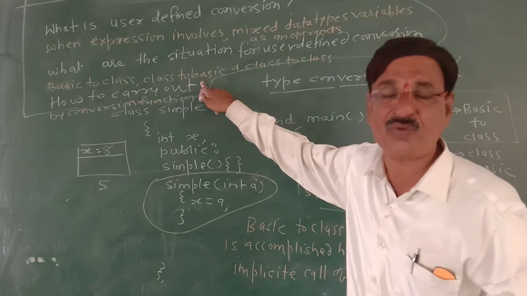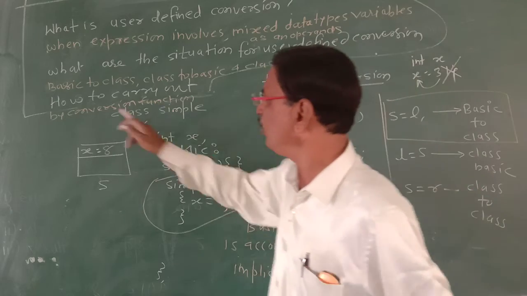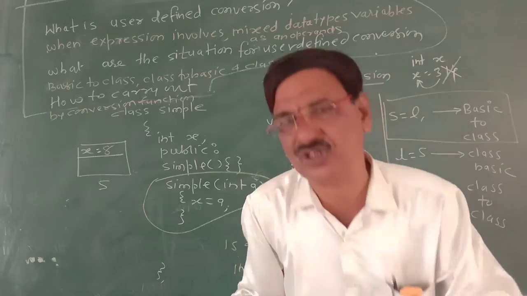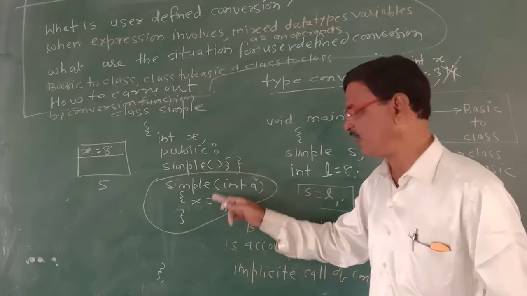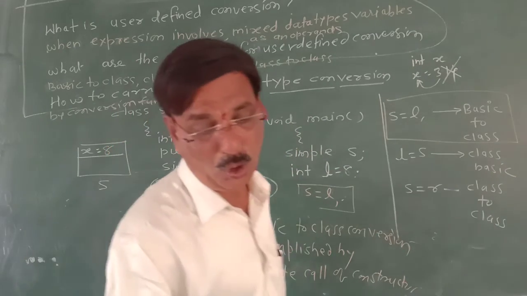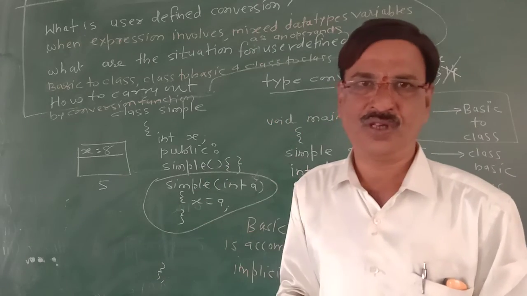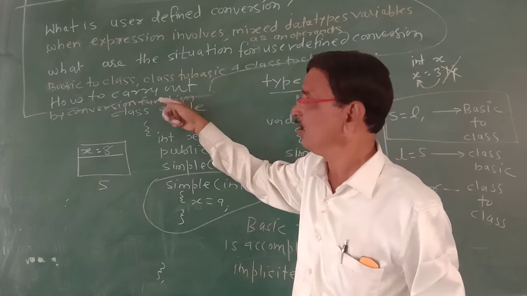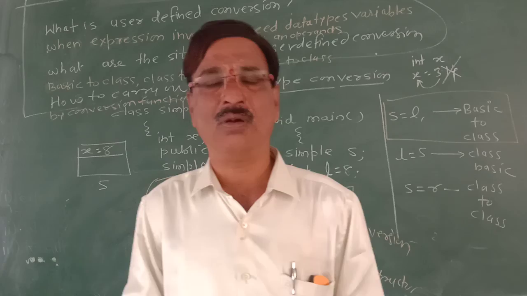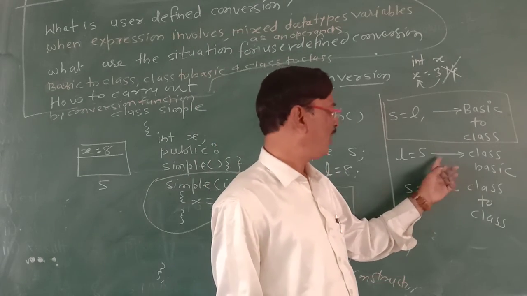Class to basic is also a situation where we have to carry out user-defined conversion, and class to class is also a situation. How to carry out user-defined conversion? User-defined conversion is carried out by conversion functions. So this is the conversion function. You can say here the constructor itself plays the role of user-defined conversion function. So today we have seen the situations, and we have also executed basic to class conversion. In the next period we will see class to basic and class to class.